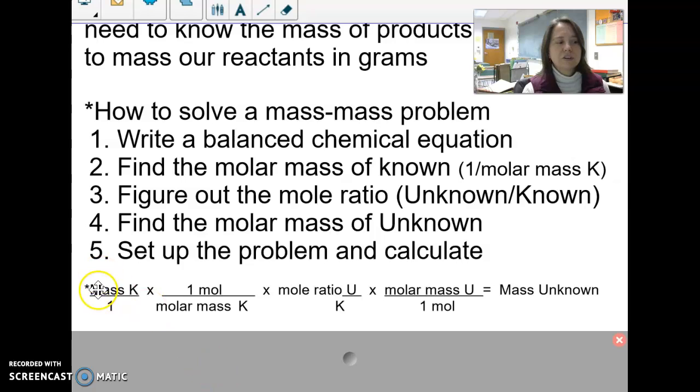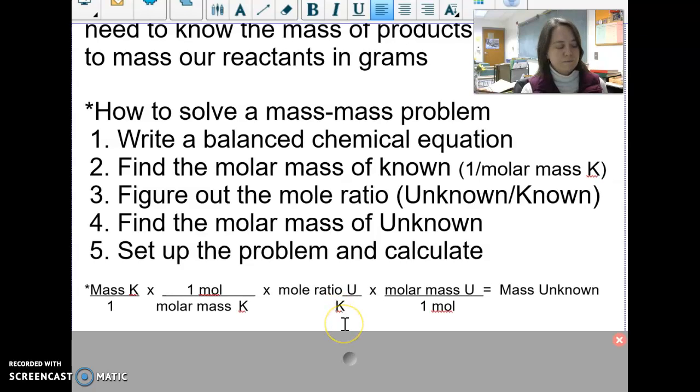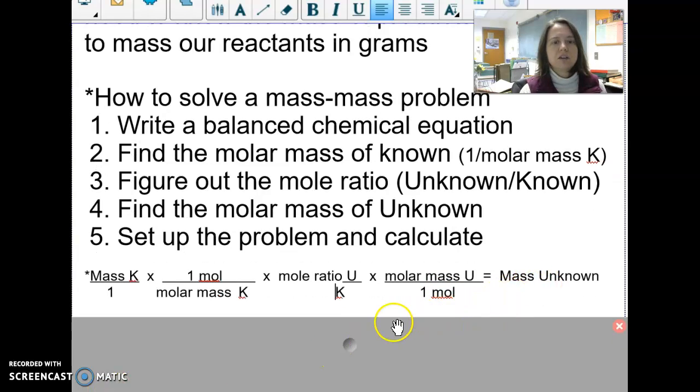So your mass of your known over 1 times 1 mole over your molar mass of your known quantity times your mole ratio of your unknown over your known, and the molar mass of the unknown over 1 mole equals the mass of your unknown.